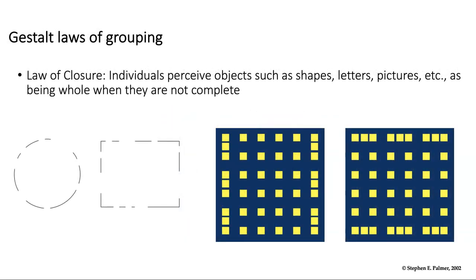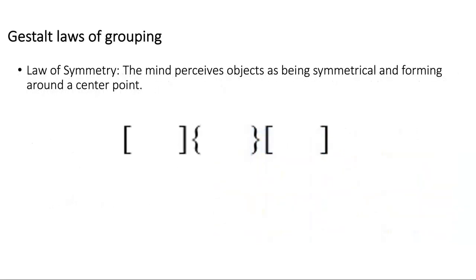They also propose the law of closure, as you see in the figures on the left. I mean, we perceive the leftmost figure as a circle, and the next one is a rectangle, etc., etc. So even if they are not complete, we perceive them as complete figures.